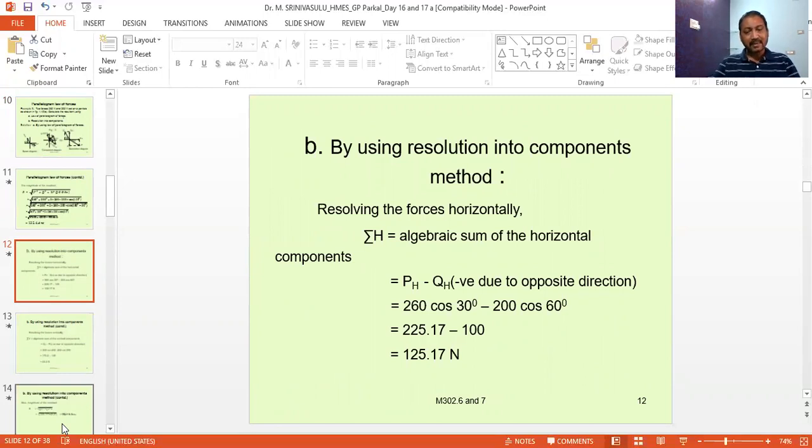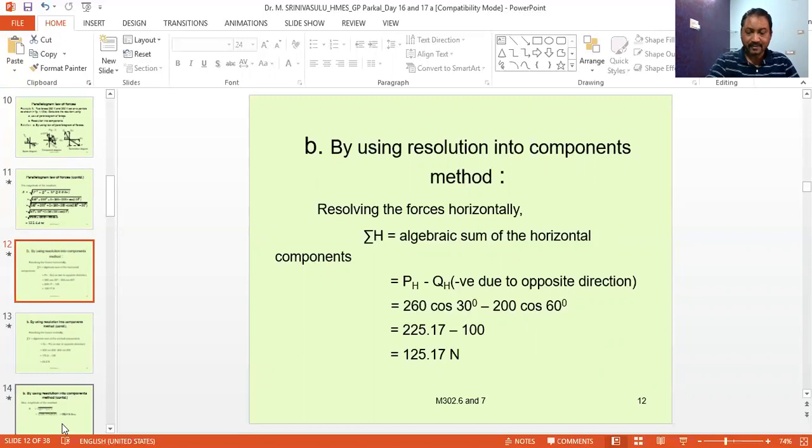Now the algebraic sum means the positive values must be added and negative values must be subtracted. So here PH is positive and QH is negative. Therefore, 260 into cos 30 minus 200 into cos 60. So it becomes 225.17 minus 100. So it is equal to 125.17 newtons. So this is the algebraic sum of the horizontal components of all the forces.